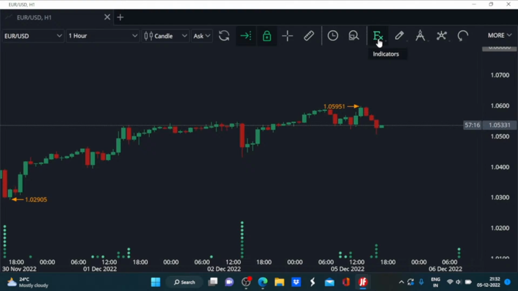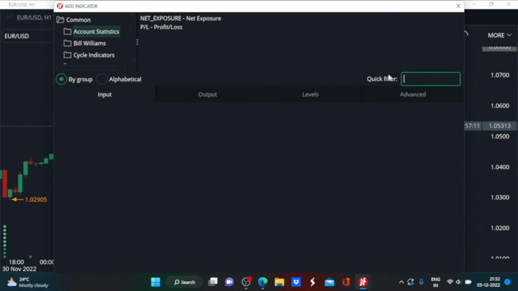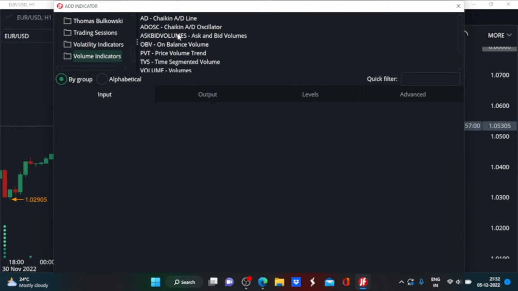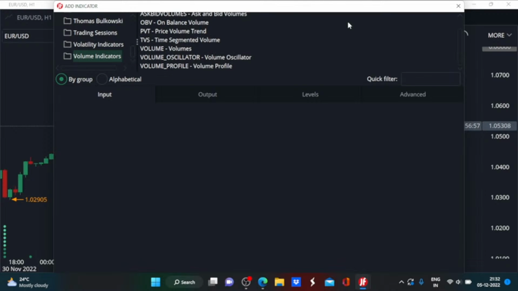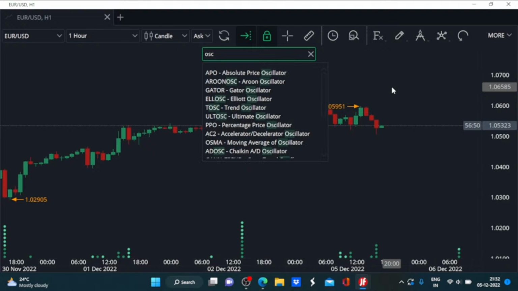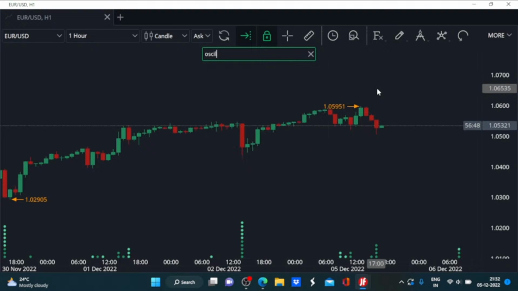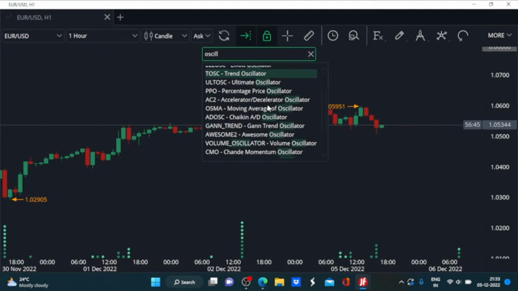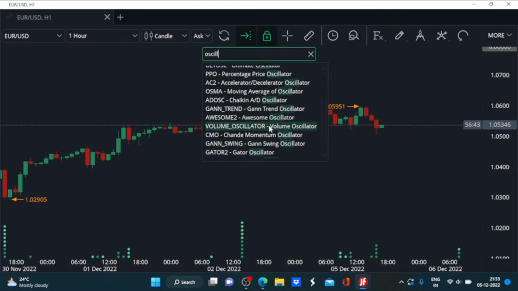For you to know where this indicator is listed, all you have to do is opt for one of the options, F3 or F4. You go to this option, and there you will find this indicator listed under volume indicator. Here it comes, volume oscillator. Or to make things simple, you can simply type in oscillator, and all types of oscillators will appear, and you just have to pick this one, volume oscillator.